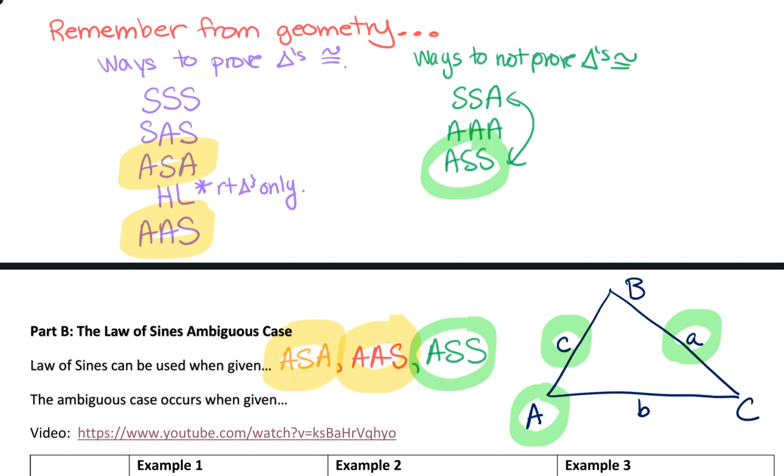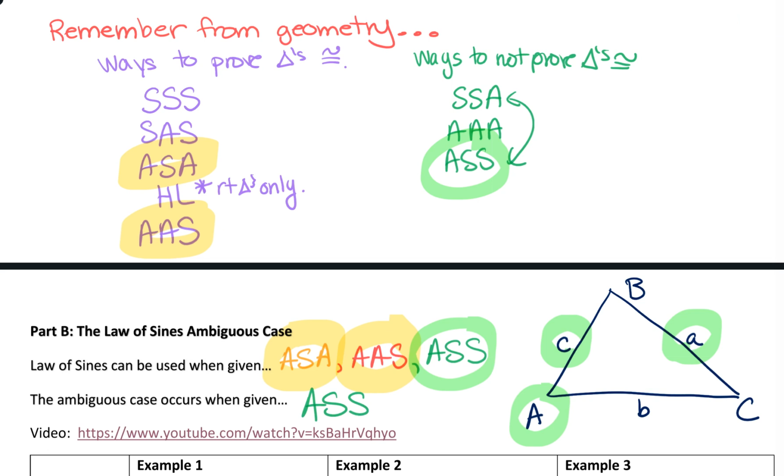So could there be two different triangles that I could make with that angle and those two given sides? And that is what brings us into the ambiguous case. So this ASS is called the ambiguous case for the law of sines. Okay.